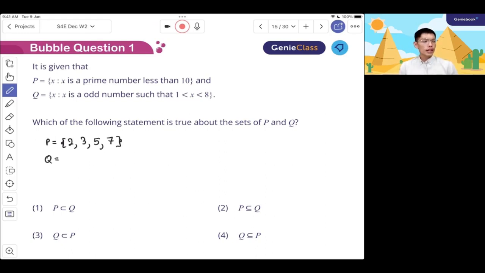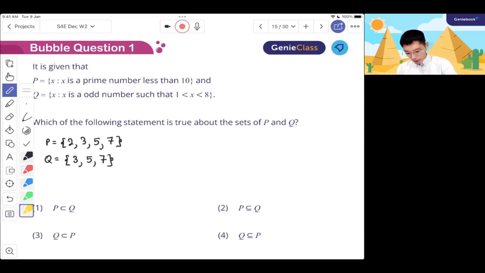And Q is going to be an odd number. So odd number, take note. There is a strict inequality here, so I cannot include this number. For those of you who wrote 1 and thought my answer should be 1, take note over there. It's not. It's going to be 3, 5, and 7.